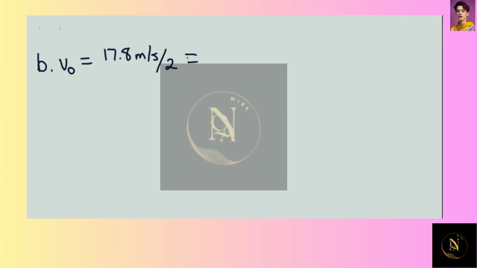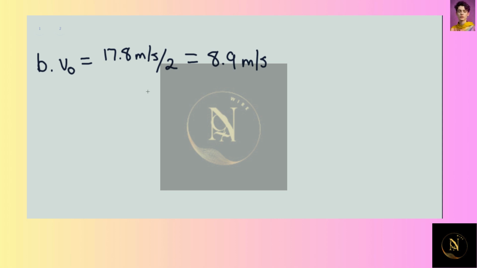For part B, however, the initial velocity is going to be 17.8 meters per second divided by 2. So only half of the initial velocity found in part A. This is equaling 8.9 meters per second. And we can say that this is less than the speed required to make it to the other side. He's going to land in the river, but the question is asking us where in the river will he land.